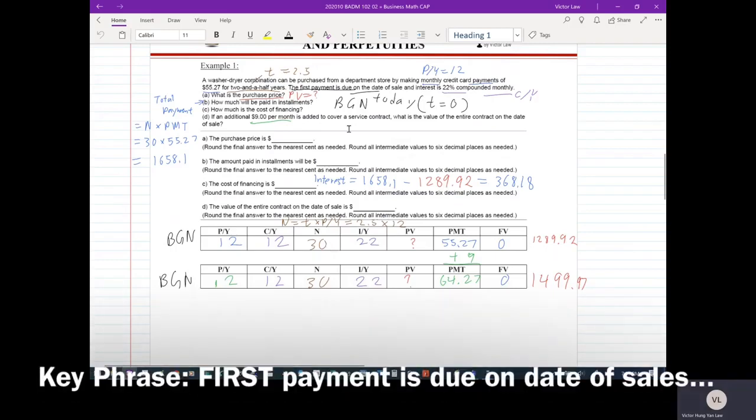And what is new about this question is that now we're dealing with BGN mode. How we know that this is BGN mode is because the first payment is due on the date of sales. That means the first payment is due today, at time 0, which signifies that we have BGN mode. On our exam, to show our step, we put BGN mode right in front of our table of values, to show that we know this is beginning mode.